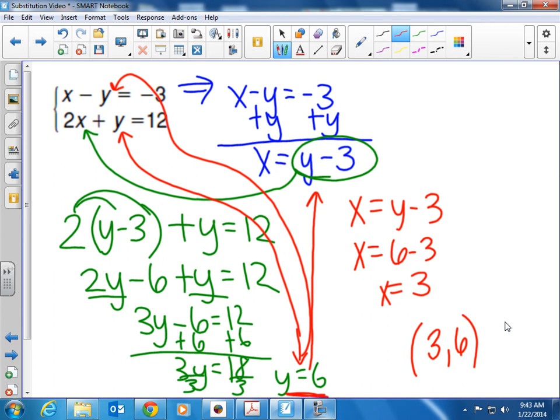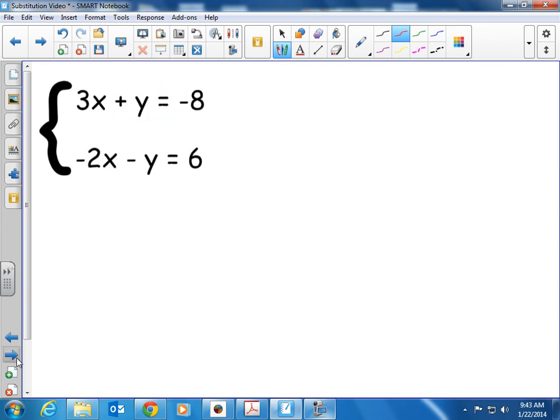We don't always have to use x's and y's. We could use r and s, a and b. But whatever the independent variable is, that's what's going to go in the position of the x. So (3, 6) is the solution to this system of equations. Okay, let's look at one more example together.